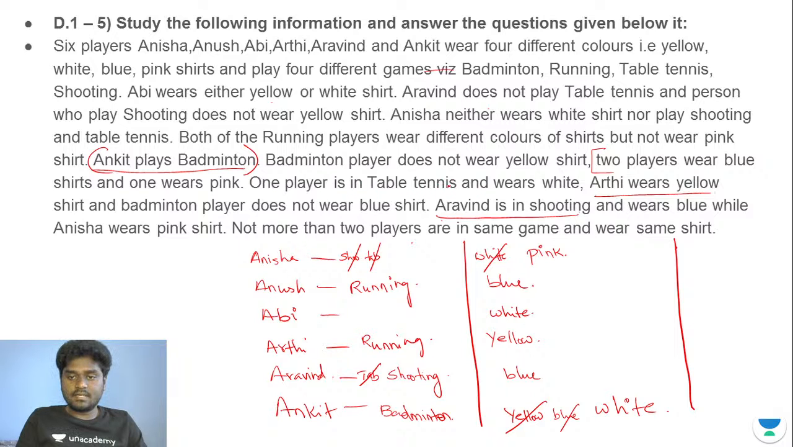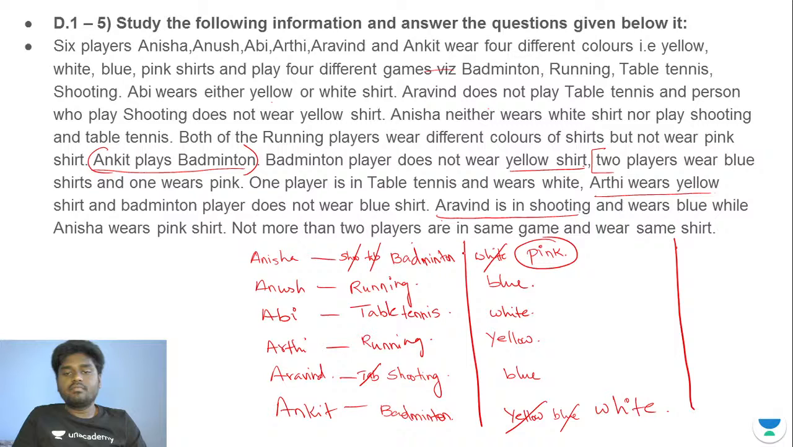One player is in table tennis and wears white. So definitely Abhi should be in table tennis. Why? Because Abhi's shirt is white, and the last game should be filled here with Anisha. It's going to be badminton. That is something which is not against the condition. The condition says a badminton player can wear pink. Okay. So we have got the detailed solution for this given question.